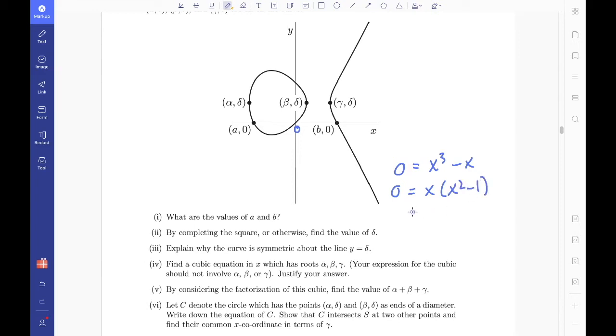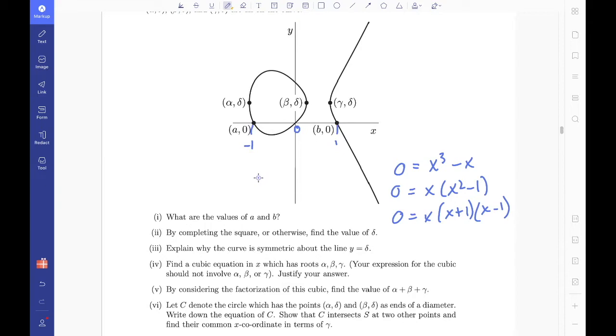This is a difference of two squares. This becomes x, x plus 1, and x minus 1. So it tells us the solutions here. The solutions are x is 0, x is minus 1, and x is 1. So that means that b must be 1. So that must be the point 1, and this must be the point minus 1.